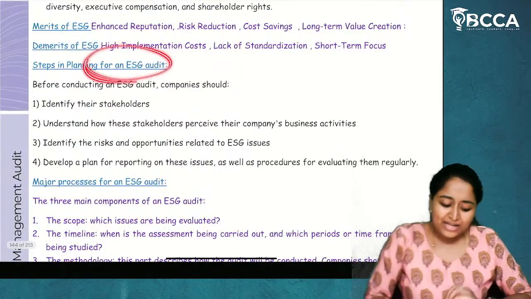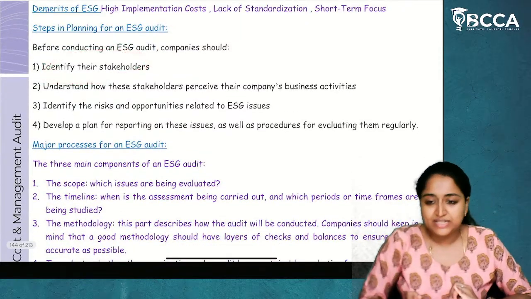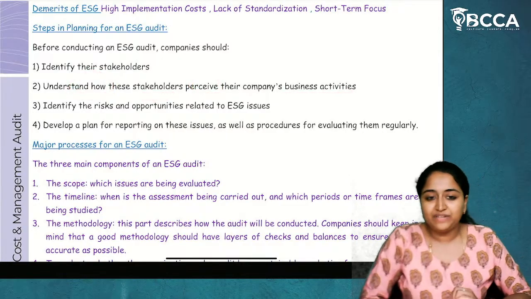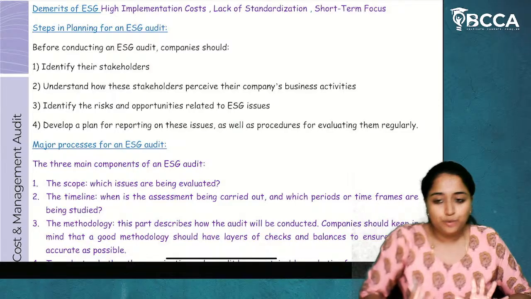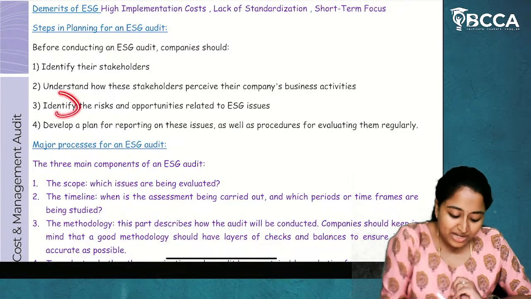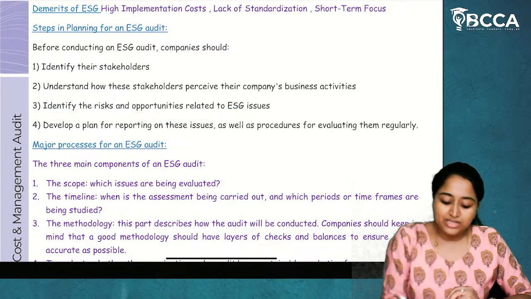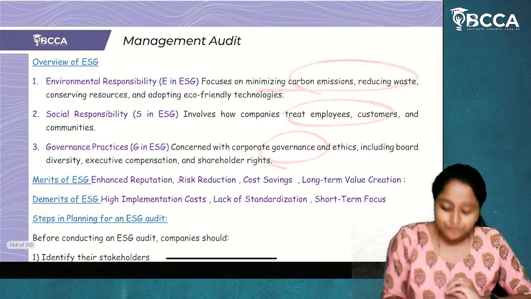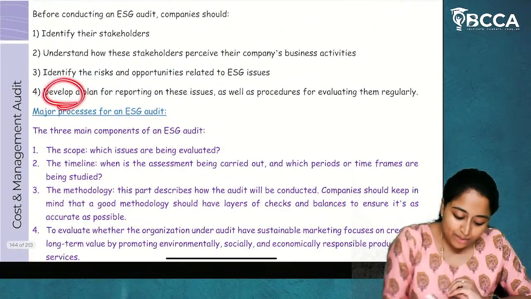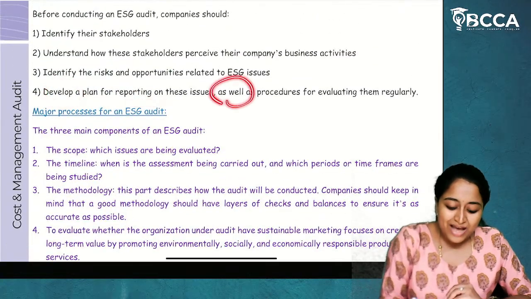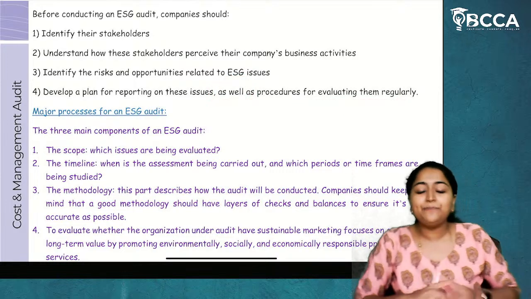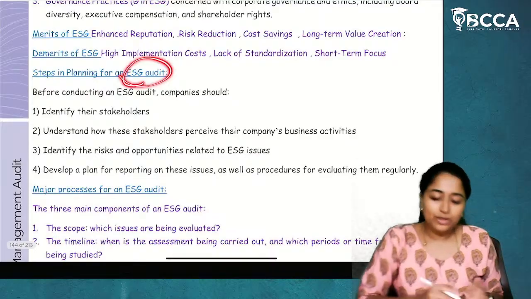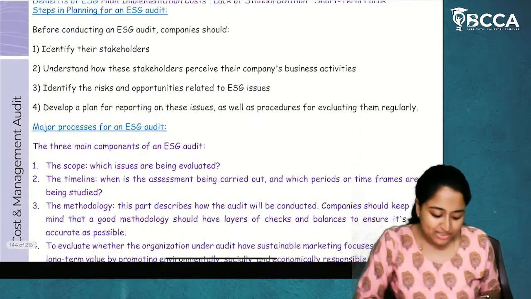Now, how to plan an ESG audit? First, they will identify the stakeholders, understand how the stakeholders perceive their company's business activities and how stakeholders are contributing to business activities. Then identify the risks and opportunities related to ESG issues. They'll do the analysis for all this. And then at last, they'll develop a plan for reporting on these issues as well as procedures for evaluating them regularly. Then they'll prepare a report. This is how an ESG audit will be done. I hope it is clear.